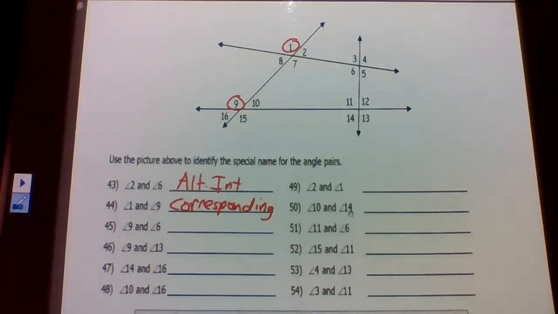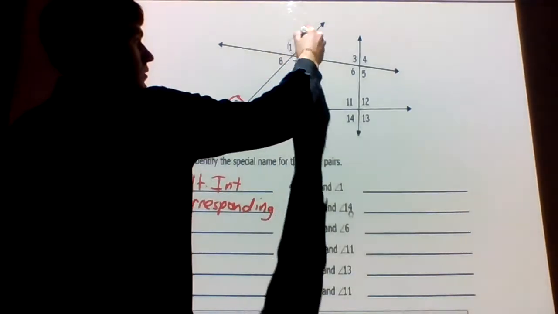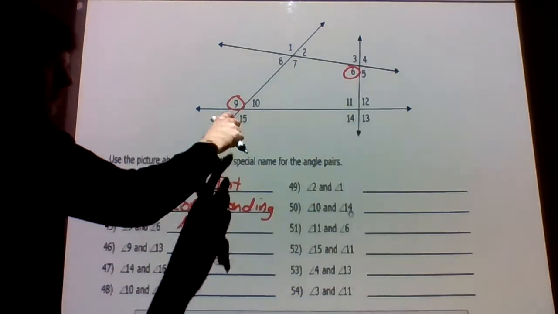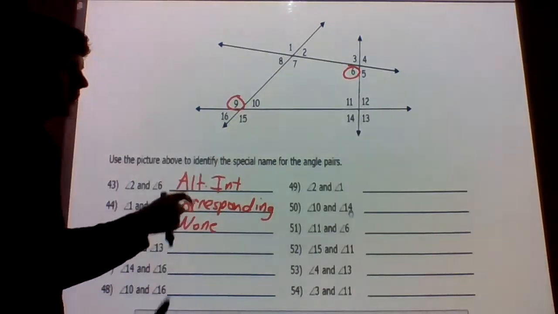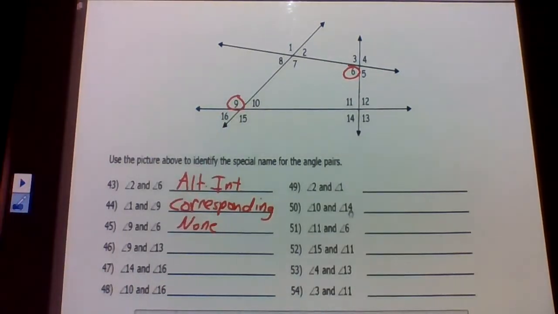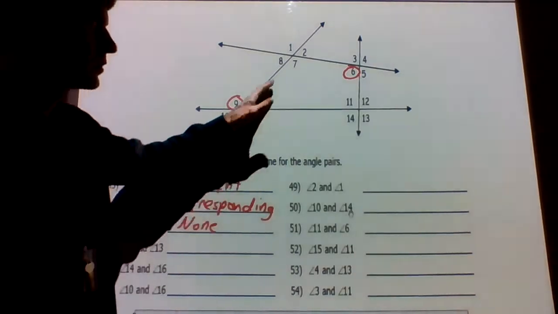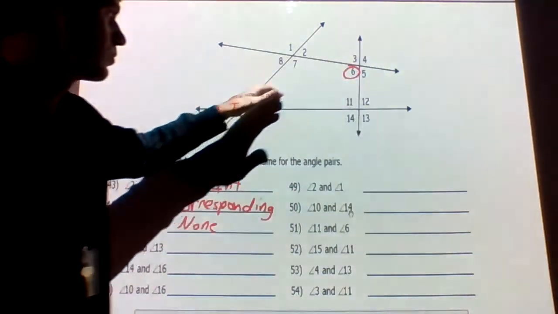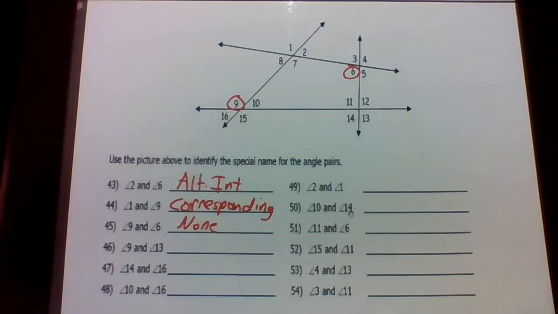9 and 6. So this is a none. We don't have an angle relationship here. Vertical and linear are formed at the same intersection point. The corresponding, alternate interior, alternate exterior, and same side interior are formed by a transversal cutting through two lines. We don't have a transversal that goes through both of these points. It cuts two lines. So it's a none.